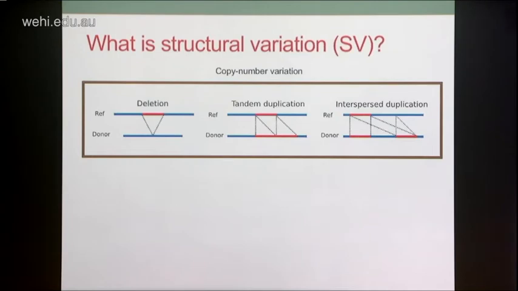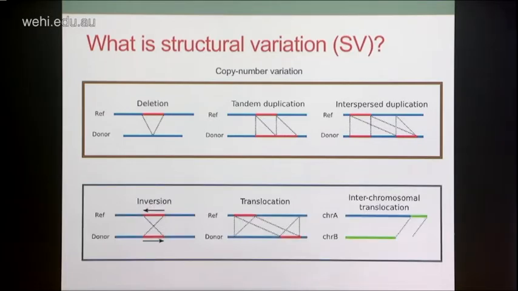So just to make sure that everyone understands the term structural variation, these are large genomic rearrangements that occur across large stretches of DNA. Copy number variations are a subtype of structural variants. So for instance, this could be a large segment in the genome that gets deleted. It could be a segment that gets duplicated, either in tandem or interspersed into a different part of the same chromosome.